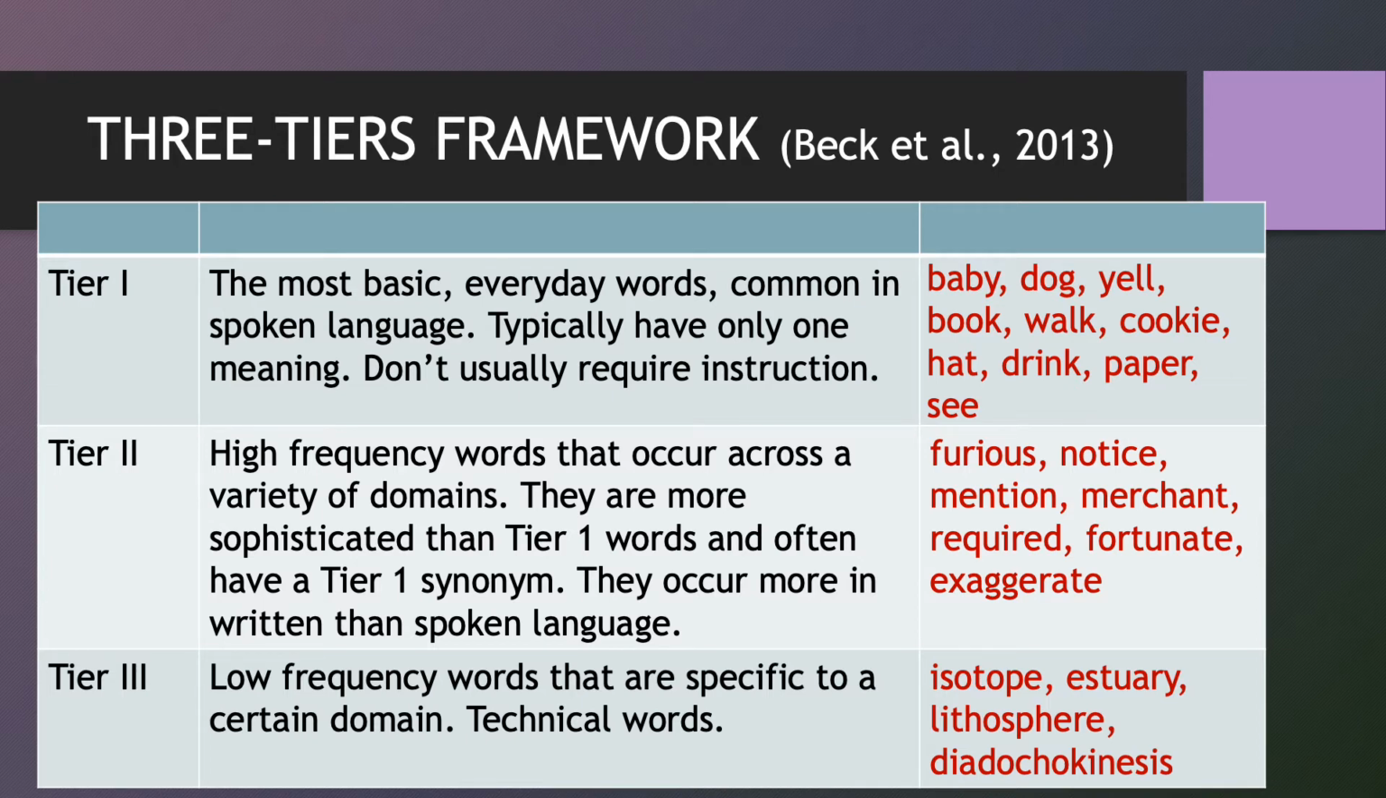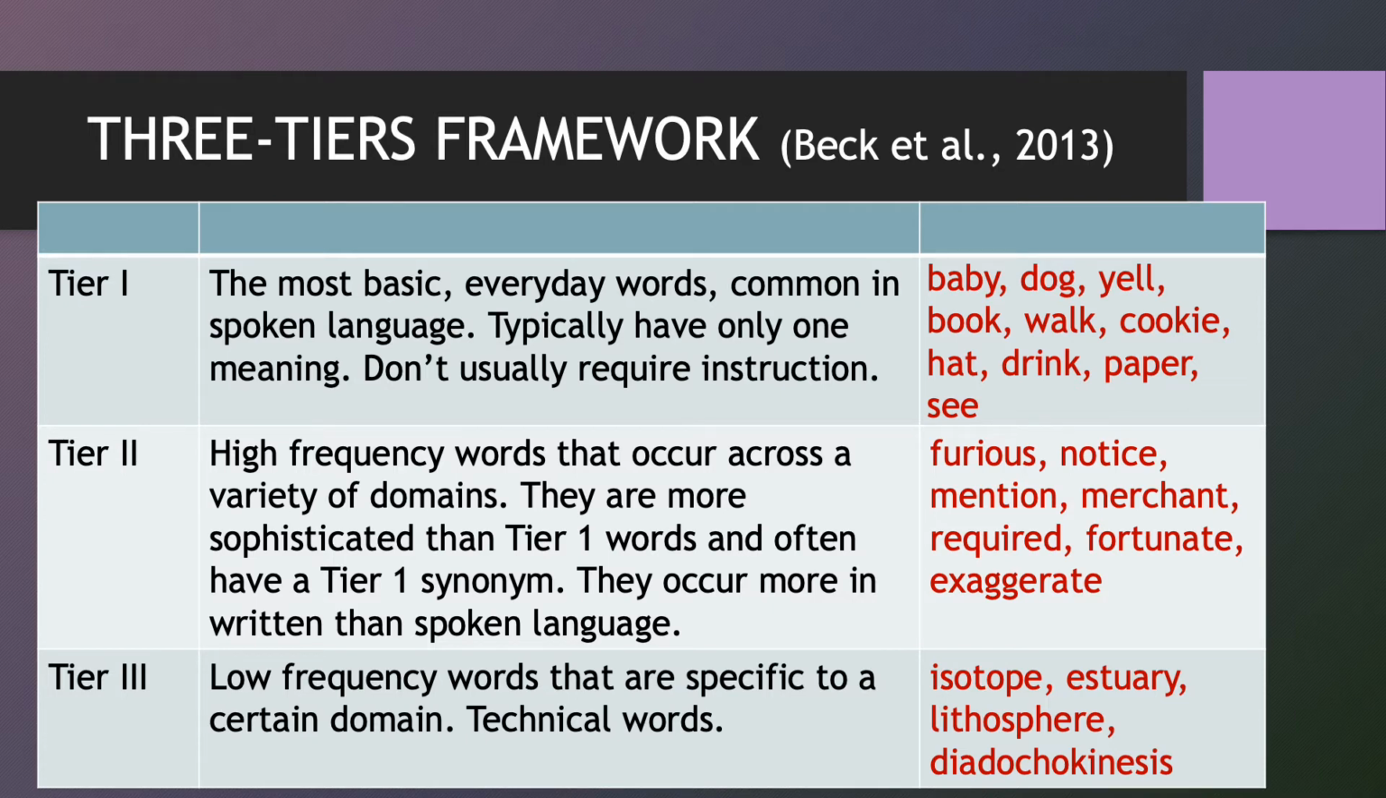And finally, the Tier 3 words are low-frequency words, and they're specific to a certain domain. We also consider them to be technical words. My favorite Tier 3 SLP word is diadochokinesis. So that would be primarily just used within our field, so a very specific technical usage.